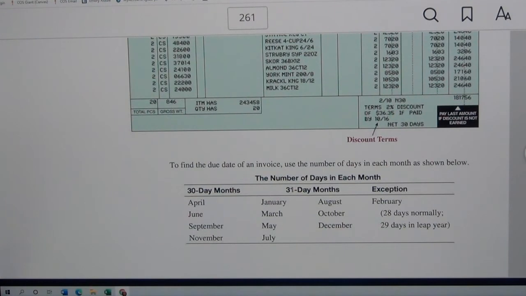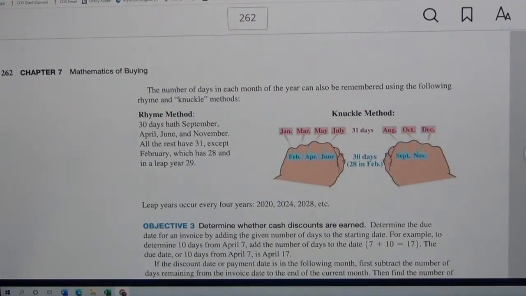What we have to remember is how many days are in each month. 30-day months are April, June, September, November. 31 days are January, March, May, July, August, October, December. And then the only exception is February, where most years it is 28. This year was a leap year, so we had 29 days. And there's the knuckle sandwich again that we've looked at before in class, where you could actually use your knuckles to figure out how many days. Essentially, every knuckle represents 31 days, in between is 30, except for February. February is 28, or maybe 29 days when it's a leap year.